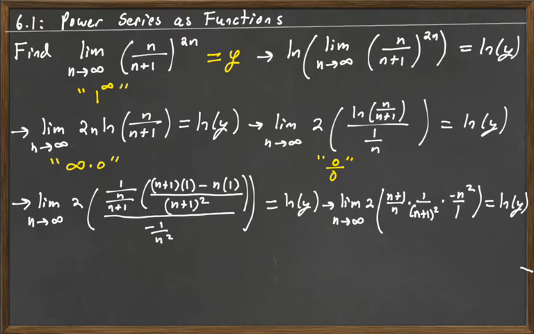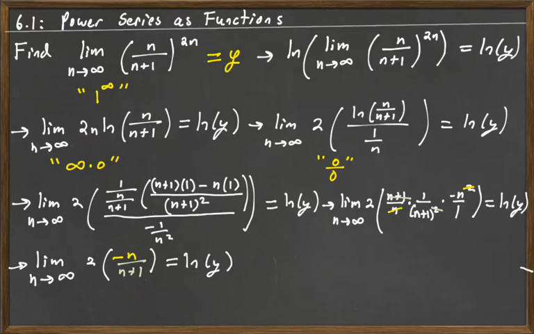And we'll simplify this down a little bit. So this is going to be the limit as n goes to infinity of 2 times, let's see, it's going to give us a negative n in the numerator and an n plus 1 in the denominator. That's going to be equal to the natural log of y. So now we can find what this limit is.